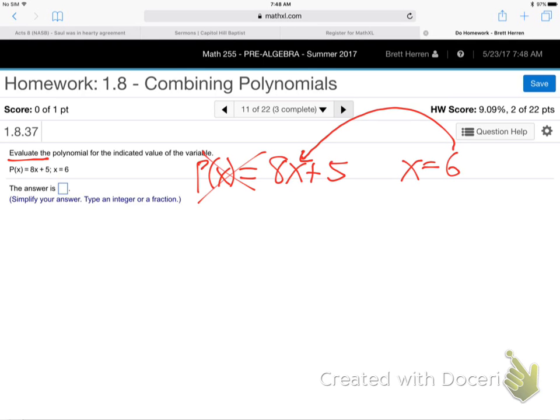You can really just forget about that. You don't have to do anything with that p of x equals. You can just skip it. It's all just about the right side, the 8x plus 5. And do you remember, I don't know if you've seen before, when you plug into a formula, you always put parentheses around the number you're plugging into the formula. So I'm going to put parentheses around this 6, and I'm going to plug it in where the x is.